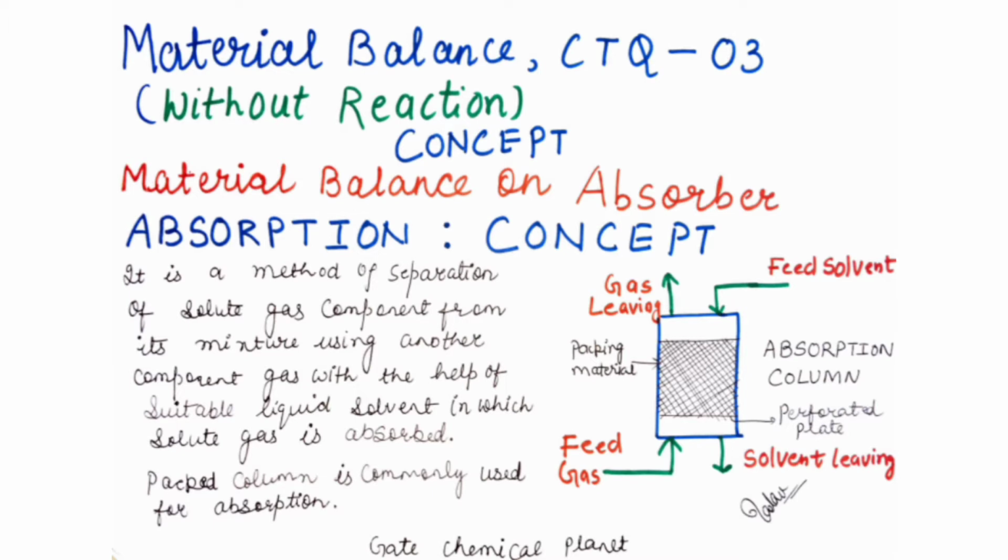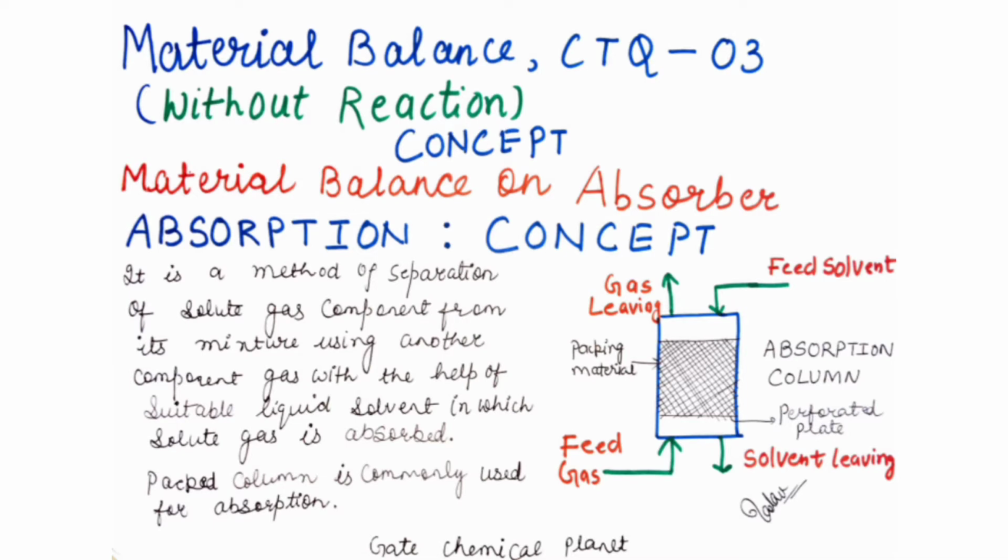So students, this is CTQ series 3, the concept through a question series, in which we are discussing some questions based on material balance calculations on an absorber. First we will see what the concept behind the material balance around the absorber is.